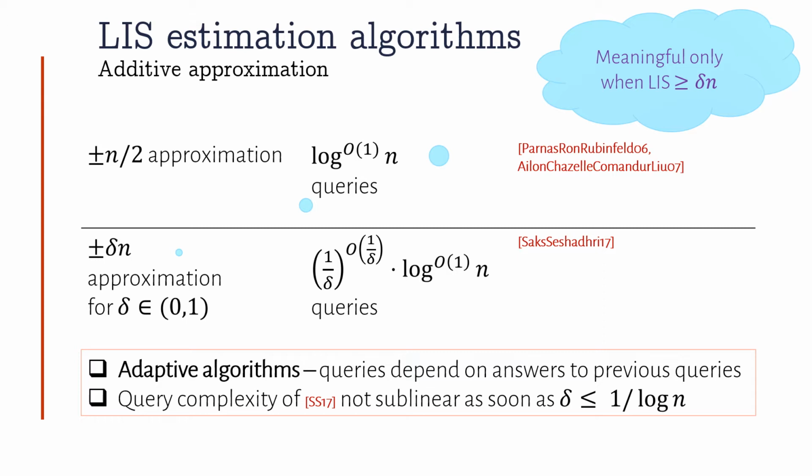These algorithms are adaptive, which means the queries made by the algorithm may depend on the answers to previous queries. Additionally, the query complexity of the Saks-Seshadhri algorithm stops being sublinear as soon as delta is less than or equal to 1 over log n.